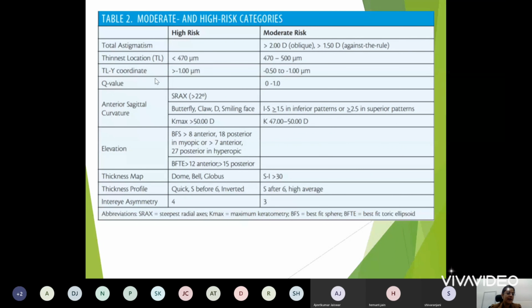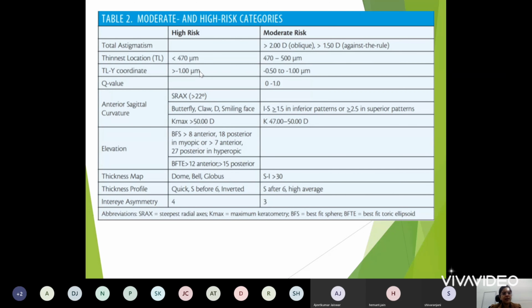We will say it is high risk and we should not proceed for the ablation when the thinnest location is less than 470 microns, the skewed radial axis on anterior sagittal curvature is more than 22 degrees, if it has a butterfly claw or a smiling face, or Kmax is more than 50. On elevation, with the best fit toric ellipsoid, if it is more than 12 microns anterior and more than 15 posterior, and in the corneal spatial thickness profile, the slope is below 6, it is high risk and we should definitely not go further for the ablation.